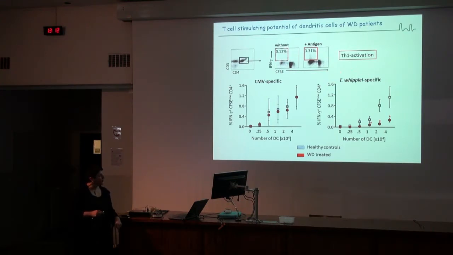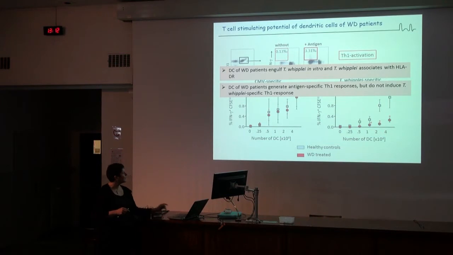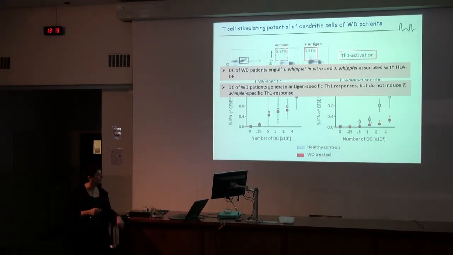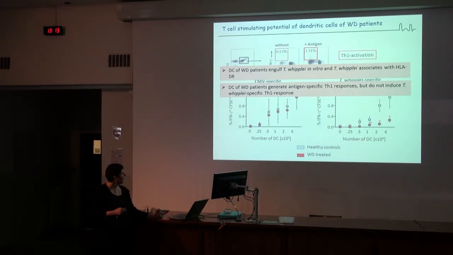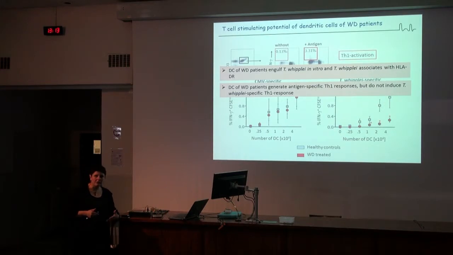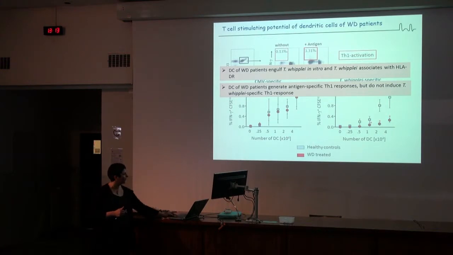But when we load the dendritic cells with Whipple antigens, we see that they are only able to induce Whipple-specific T cell reactivity in the controls, and the reactivity of the Whipple's disease patients stays absent. So we see that the dendritic cells of Whipple's disease patients are able to engulf the Tropheryma whipplei in vitro, and the Tropheryma whipplei associates with the components of the cell which are important for antigen presentation. And we see that the dendritic cells of Whipple's disease patients are in principle able to generate antigen-specific Th1 responses, but they did not induce Whipple-specific Th1 responses in the Whipple's disease patients.